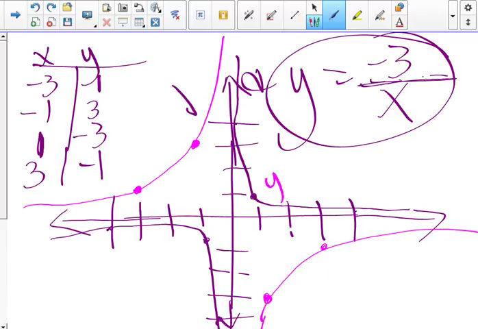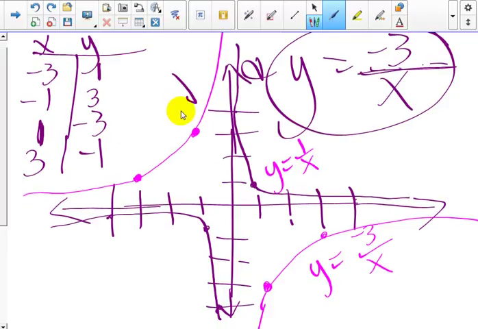A lot of times it's good to mark this one as y equals 1 over x, and this one as y equals negative 3 over x. It's good to mark those in there. So you'll work 5 and 6 just like that. Any questions so far?